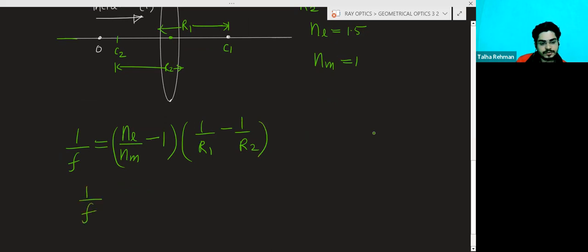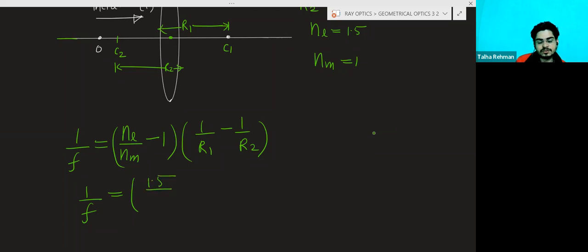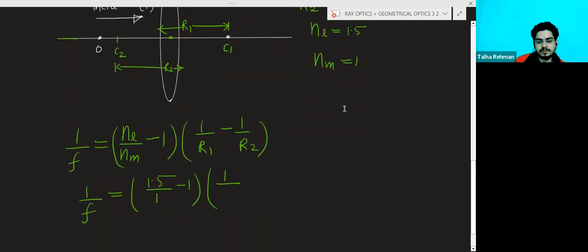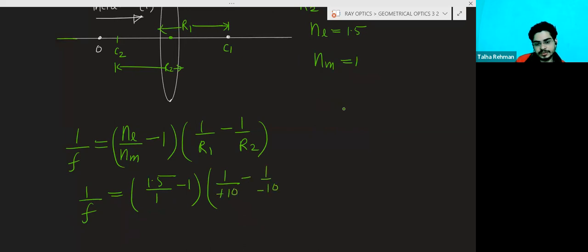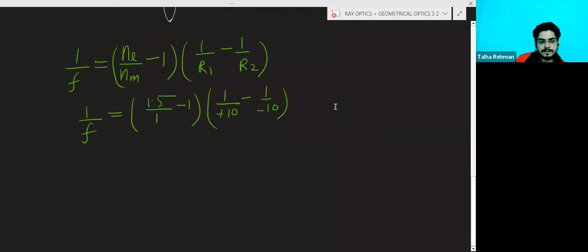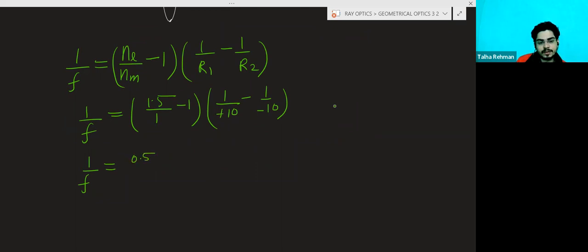Now 1 upon f is equal to the refractive index of the lens, which is 1.5, over the refractive index of the medium, which is 1, minus 1, multiplied by 1 upon R1, which is plus 10, minus 1 upon R2, which is minus 10. So 1 by f is equal to 1.5 minus 1, which is 0.5, divided by 1, multiplied by 1 by 10 plus 1 by 10.